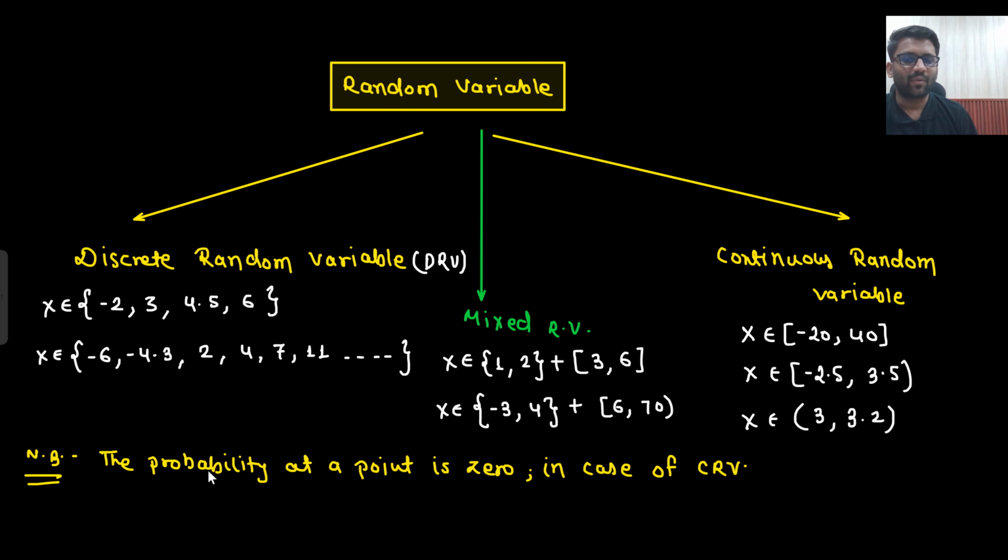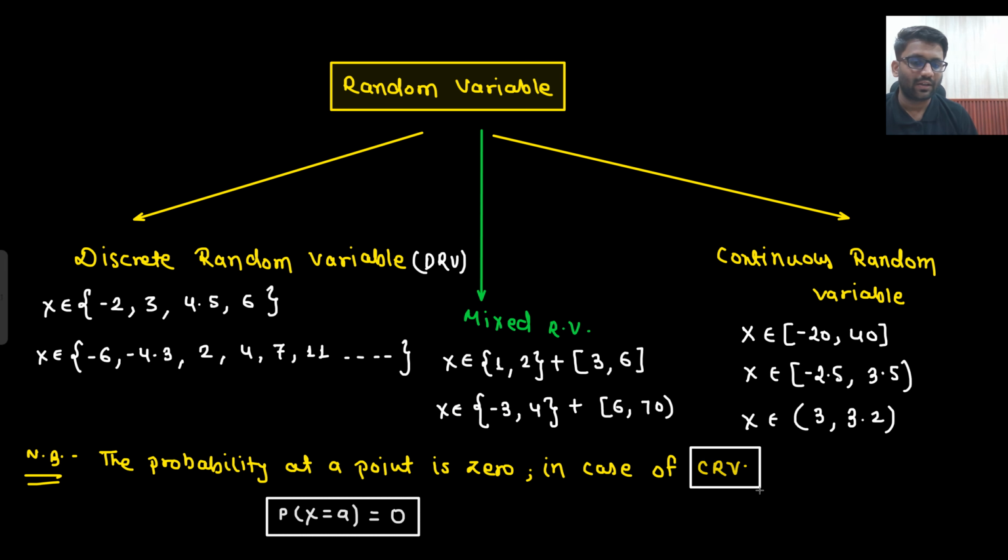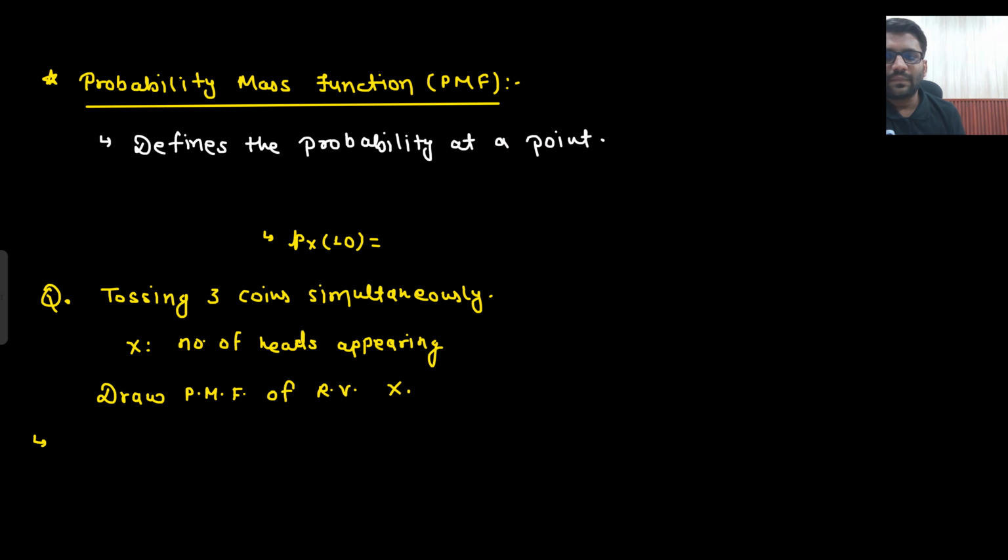An important note: the probability at a point is 0 in case of a continuous random variable. If I ask you the probability at a point x equals a, that will always be equal to 0 in case of a continuous random variable. This is very important, only in case of continuous random variable, because it's like from infinite points you are choosing one point. Is that clear to you? Okay. Now we need to study probability mass function. So I will take a break, then we will study it. You can also take some break if you want to drink some water. I will drink the water and then come back.